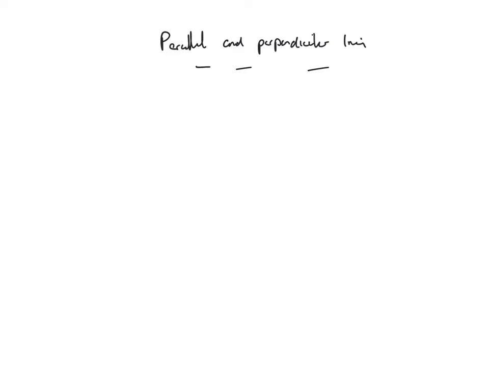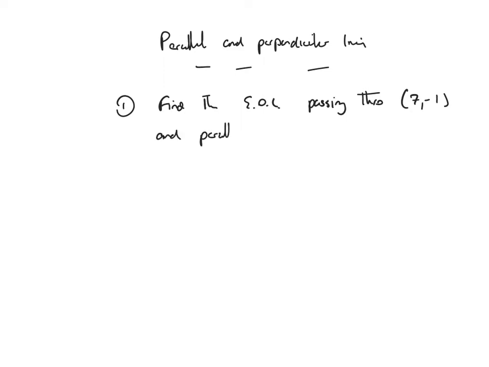Okay, here's a quick tutorial on parallel and perpendicular lines. Example 1: find the equation of the line, EOL for short, passing through (7, minus 1) and parallel to the line y equals 6x minus 4.